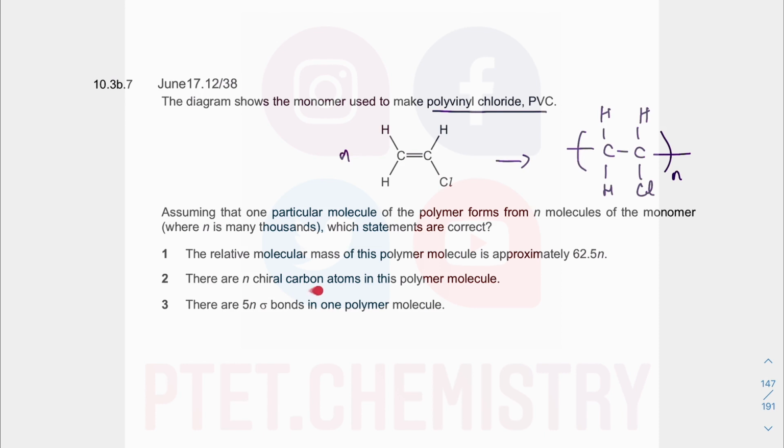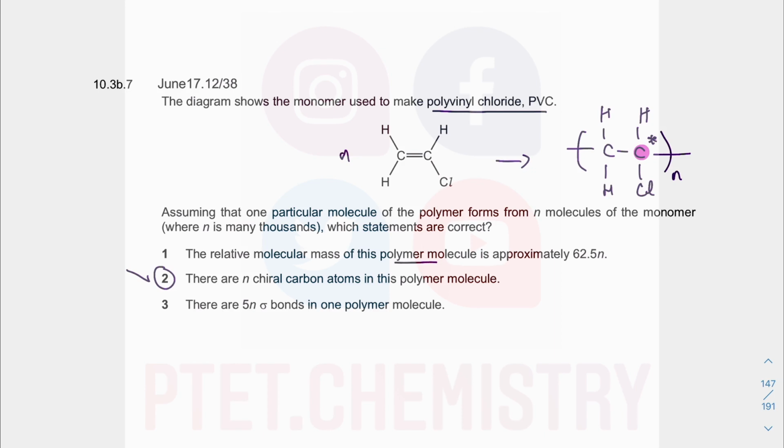So there are n chiral carbon atoms in this polymer molecule. Let's have a look at this repeating unit. That is chiral because there is a carbon bonded to a group that is different from this group here. So this is chiral, and because you have n number of repeating units like this, you have n number of chiral carbon atoms. So that is correct.